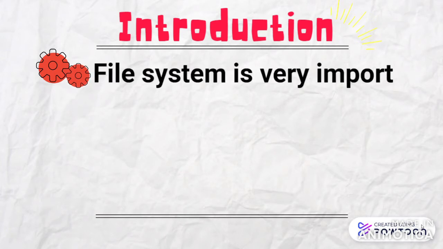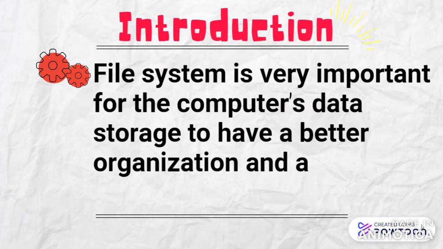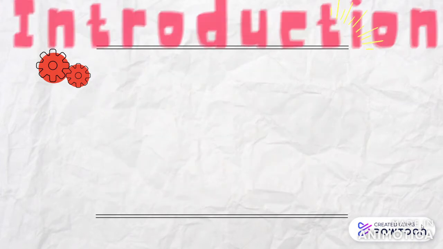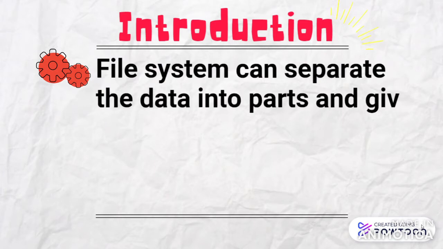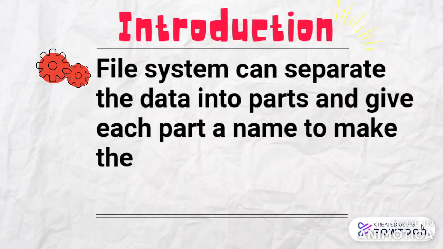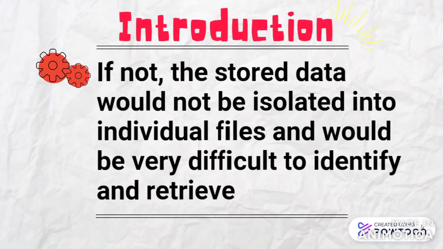File system is very important for the computer's data storage to have better organization and accessibility of individual files. The file system can separate the data into parts and give each part a name to make the data easily identified and isolated. If not, the stored data will not be isolated into individual files and will be very difficult to identify and retrieve.